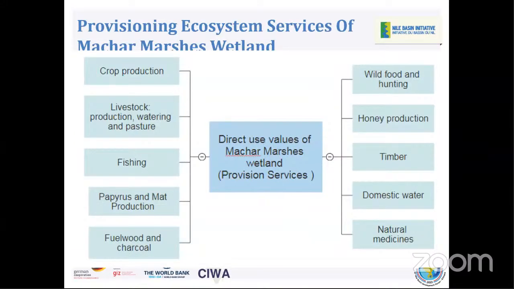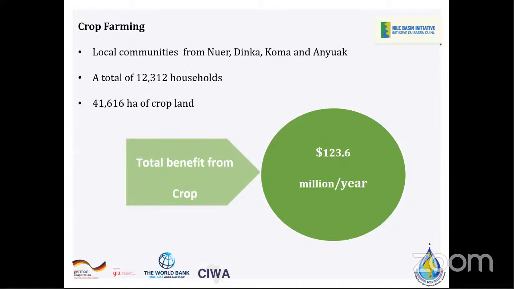Having said that, we are trying to list the different ecosystem services based on the Millennium Ecosystem Assessment report. You can see this list of provisioning services provided by the wetland. One of them is crop farming. We took who the communities are, how many households, and how much cropland is in the area. We estimated based on 2015 as the base year. But note that this is not the flow value. This is a stock value, the capacity of the wetland. You can see the wetland has a capacity to provide about $123 million per year of crop services.